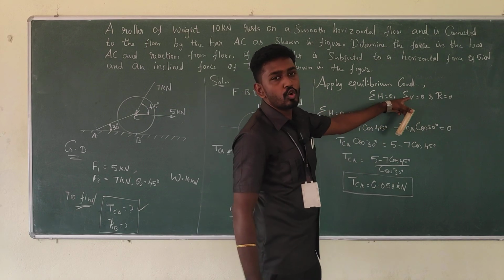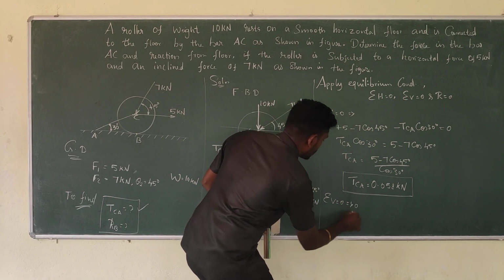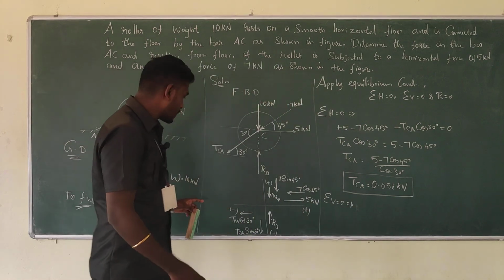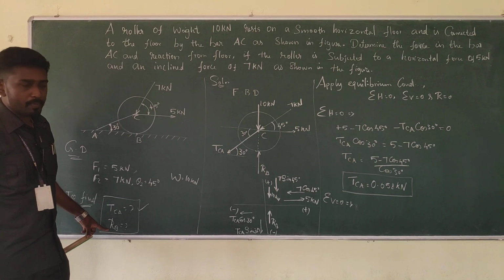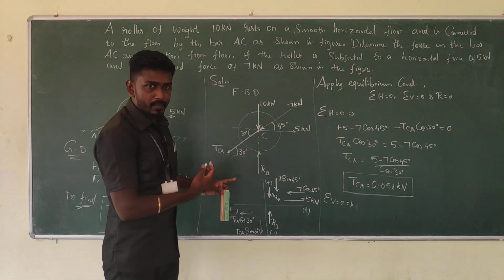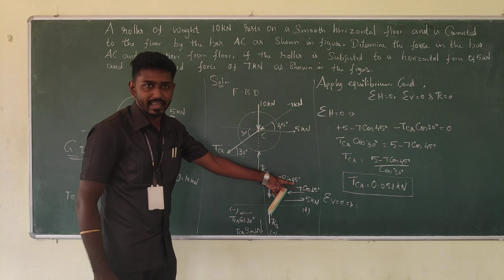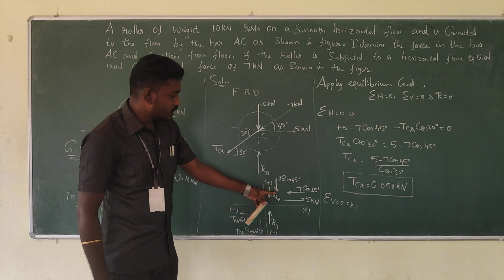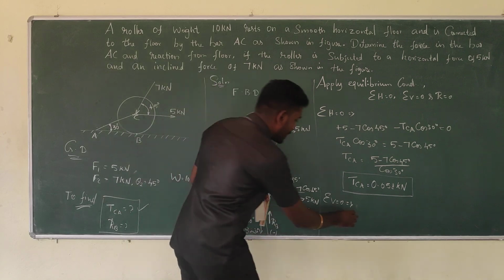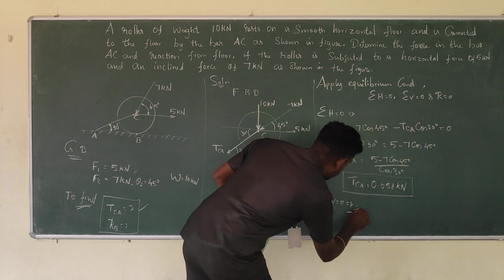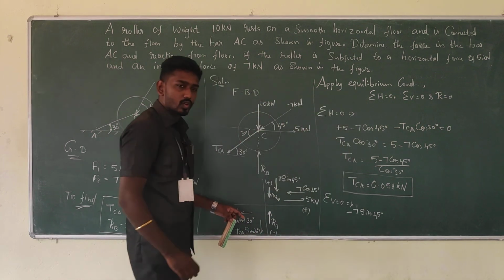Let us apply the summation of V. Sum of vertical force is equal to 0, so that I hope you will get the reaction force at B. Try to take all the forces. What are the vertical forces here? In the first quadrant, 7 sine 45 degree vertical force is there, and it is directed downwards. Downwards means the sign is minus. So minus 7 sine 45 degree.